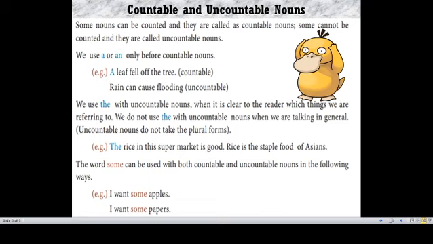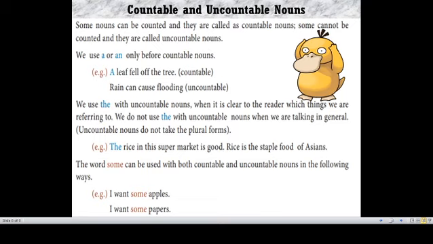Okay, uncountable nouns do not take plural forms. Uncountable nouns எப்பயுமே plural form அதுக்கு கிடையாது. 'The rice', 'rices' என்று சொல்ல முடியாது. 'The rice' அதிலே uncountable வந்துடும், include ஆகும். The rice in this supermarket is good. Rice is the staple food of Asians.